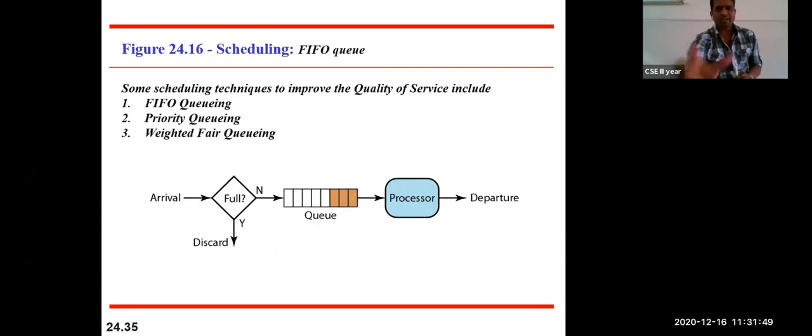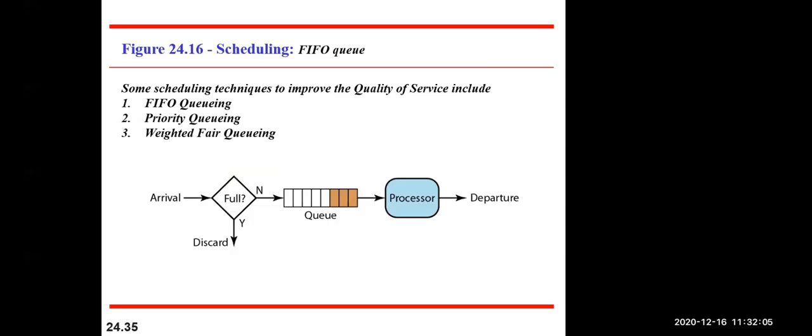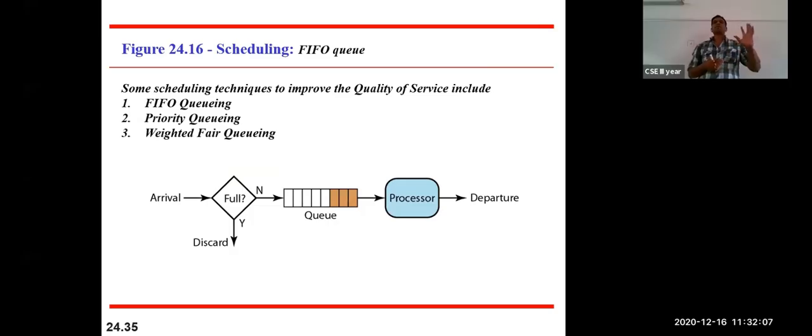But if you go back to first in, first out, what is the disadvantage here? If a high priority packet has come after 5 or 6 low priority packets, is it given the priority? No, it has to wait. So a high priority packet may have to wait in the FIFO queuing technique.